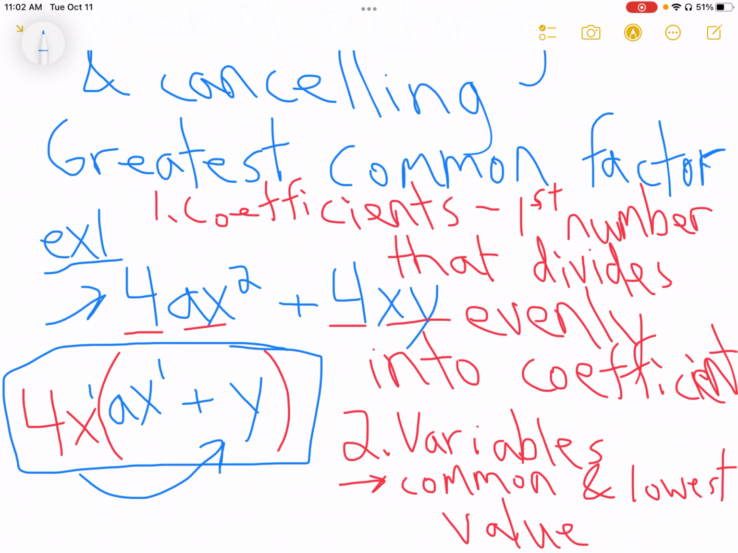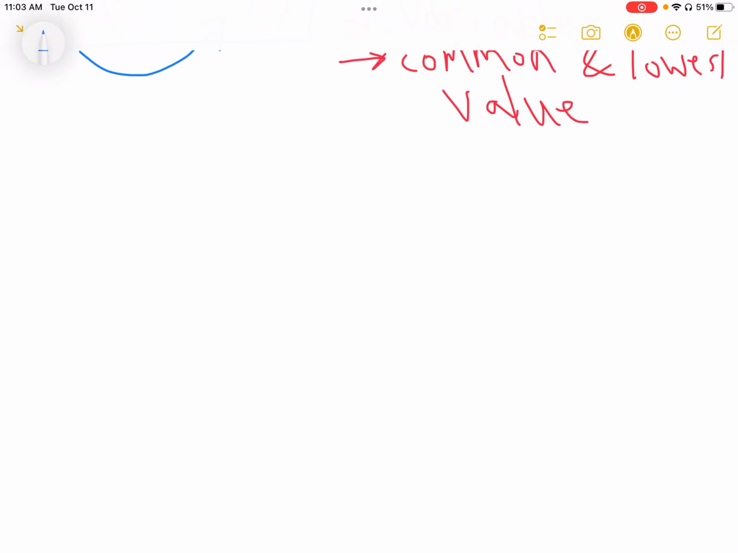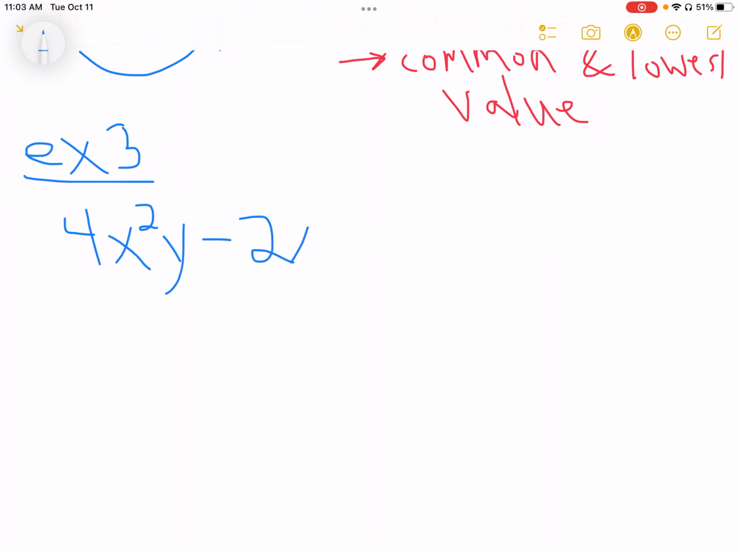Let's do maybe one more, and then we'll move on to our canceling. So let's keep our steps in mind here. So example 3. Maybe write my 3 better. Okay, 3. So I have 4x squared y minus 2xy plus 10xy squared.